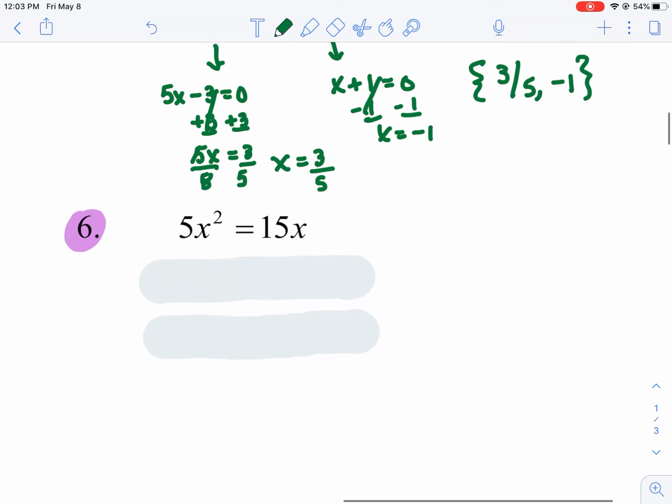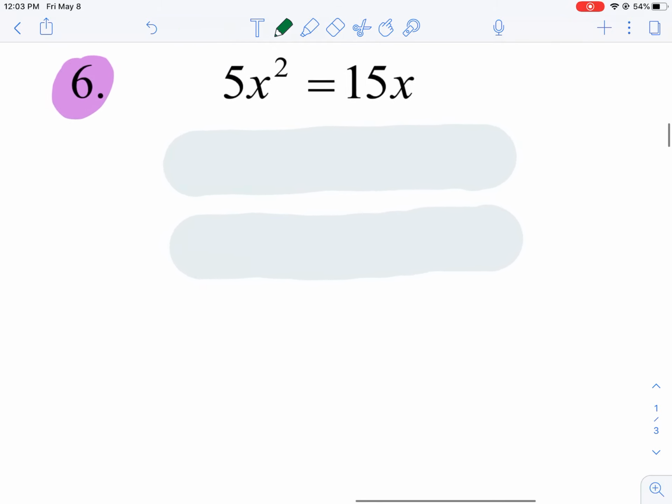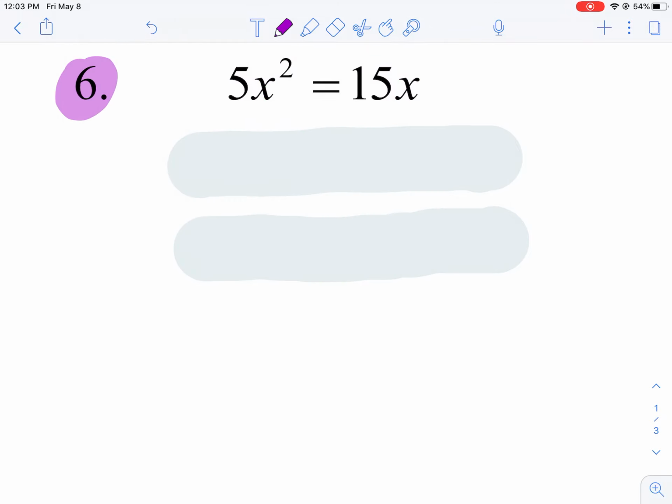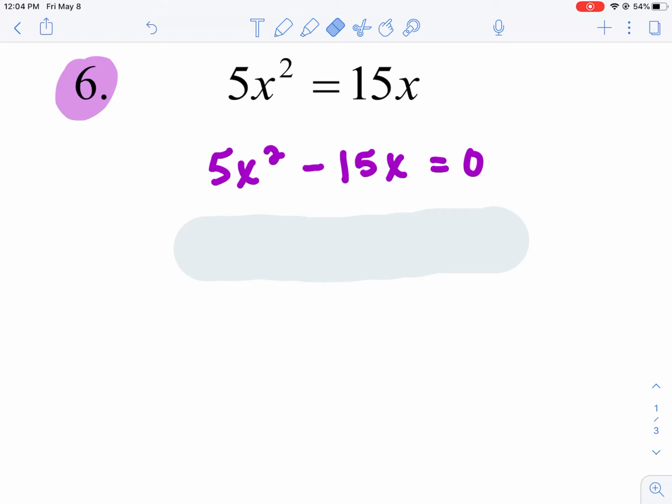All right, 2 more I'm going to do with you. Examples like 6, students tend to, I find, overcomplicate when they're really easier than they seem. All right, so go ahead, get it in standard form. What you should have is 5x squared minus 15x equals 0.